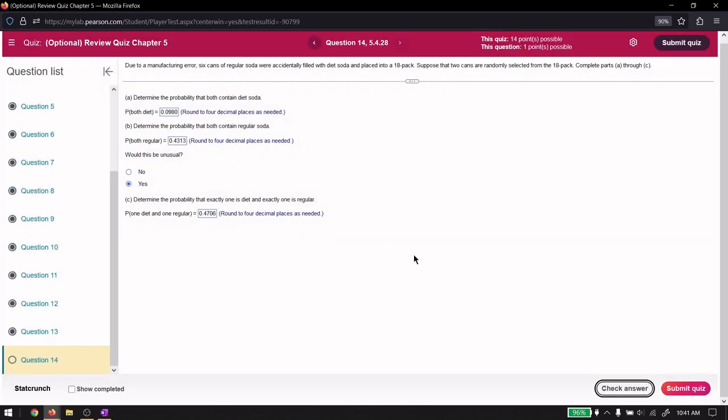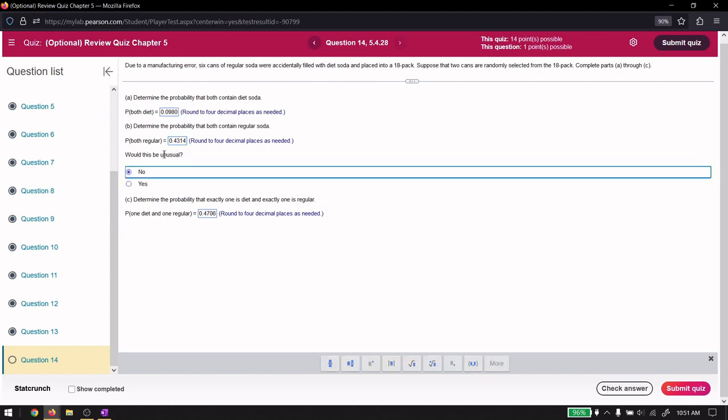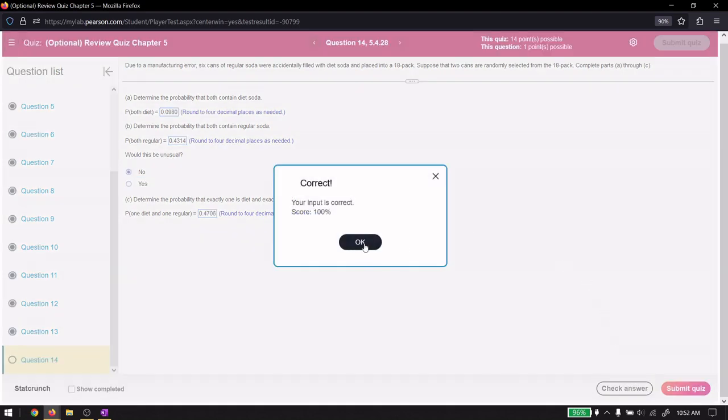All right, let me see what I messed up on. Okay, I had a rounding error there. This is just 0.4314. And would this be unusual? The answer is no. It's unusual if it's less than 5%. But I was thinking 50%. It's 5%, not 50%. So, check the answer there, and that's all correct.